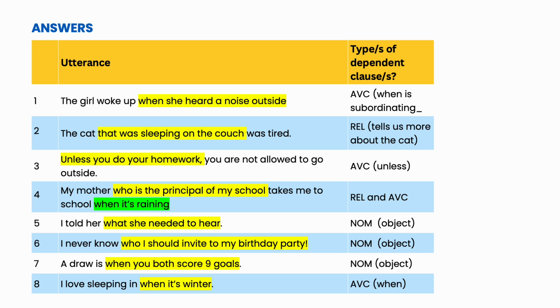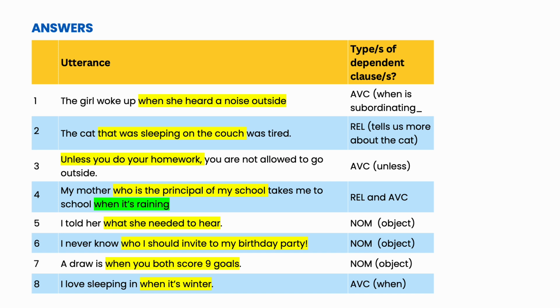"The cat that was sleeping on the couch was tired." It's a relative clause because "that was sleeping on the couch" tells us more about the cat, and there's a new subject, remember that. "Unless you do your homework, you're not allowed to go outside." So "you are not allowed to go outside" is the independent clause, and "unless you do your homework" has a subordinating conjunction, so it's an adverbial clause.